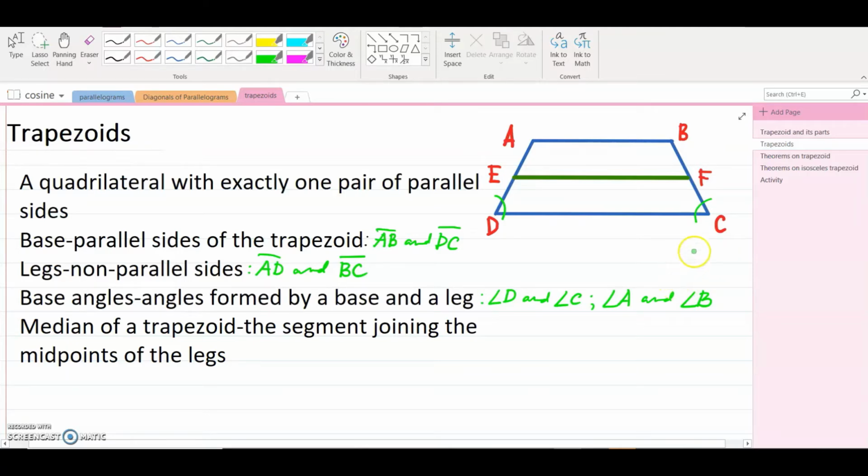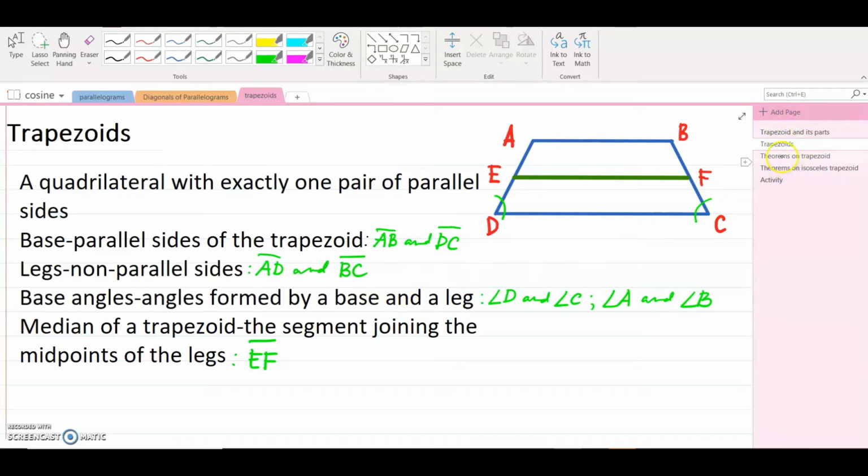And then lastly, we have the median of a trapezoid. It is the segment joining the midpoints of the legs. So if this is the leg AD, there is a midpoint at line segment AD, which is E. We have a midpoint for line segment BC, which is F. Therefore, the median of a trapezoid for this example is line segment EF. So these are the parts of the trapezoid.